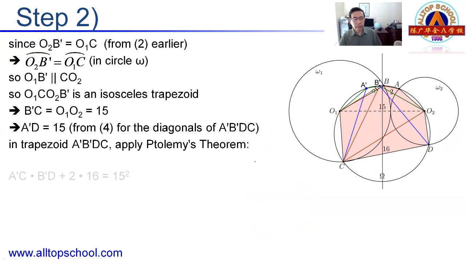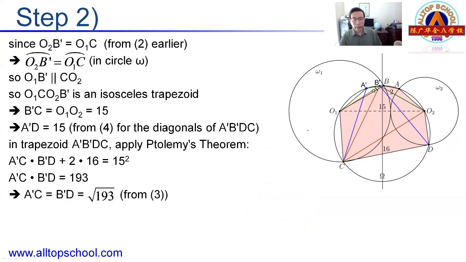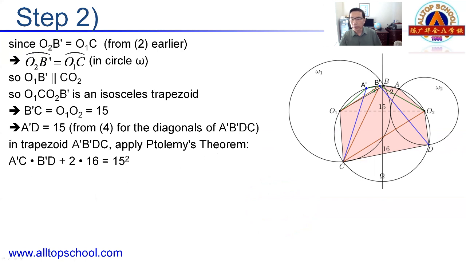The Ptolemy theorem will be using this one. Okay, A prime C times B prime D plus 2 over, you see, this is a 2, this is times 16, and then equal to the two diagonals multiplied together. The two diagonals both equal 15. So we figure out from here, A prime C multiplied by B prime D equals 225 minus 32. That will be 193.